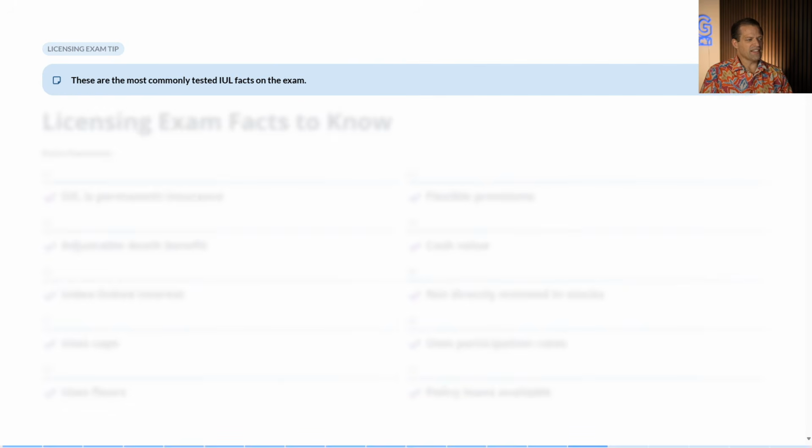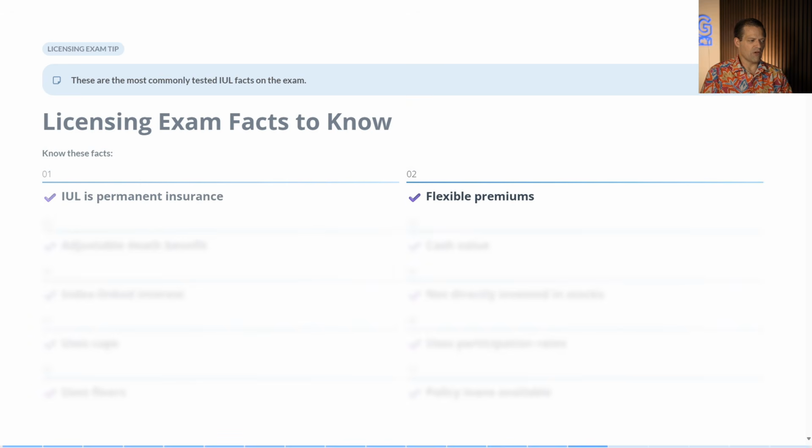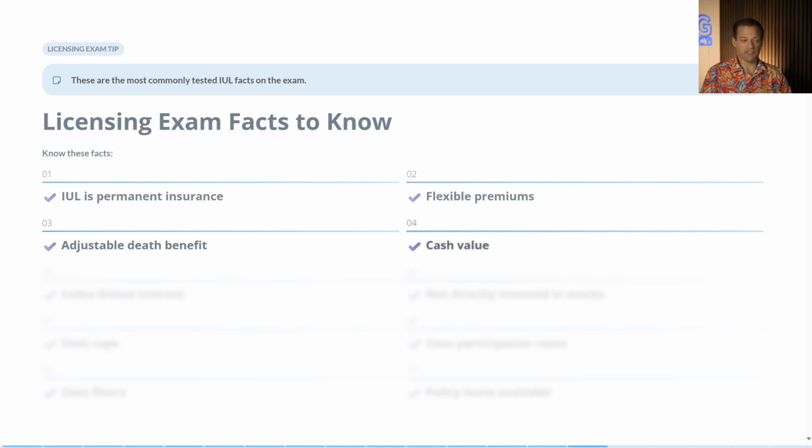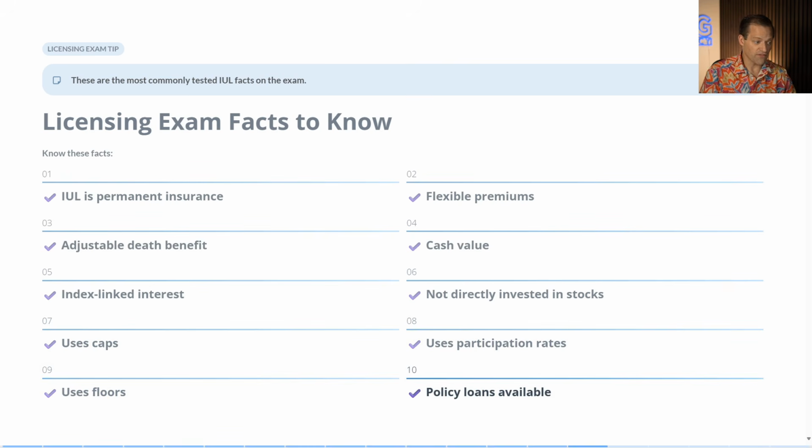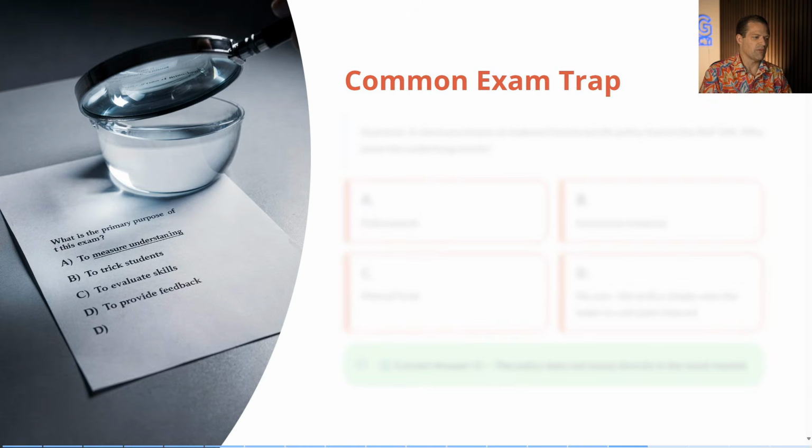So these are the most commonly tested IUL facts on the exam. Again, know that IUL is permanent with flexible premiums, adjustable death benefit, cash value, index-linked interest, not directly invested in stocks, uses caps, uses participation rates, uses floors, and yes, policy loans are available.